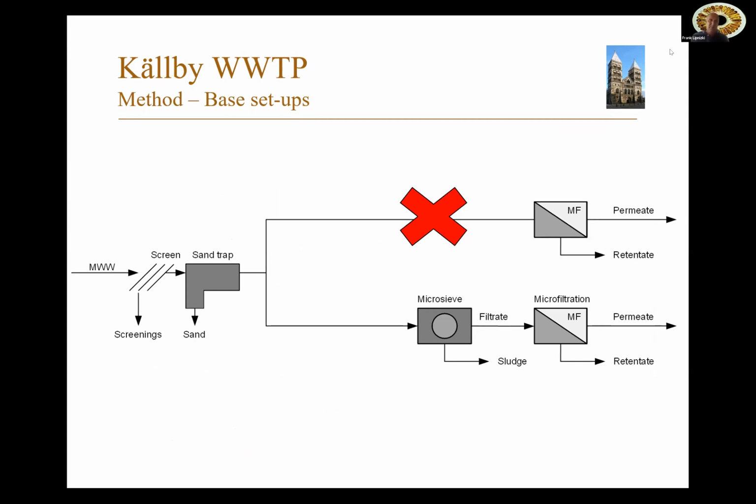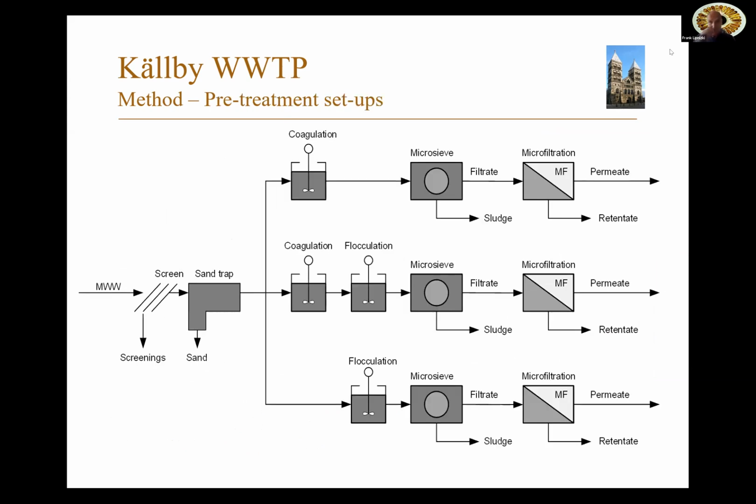We will also look a little bit at different types of setups. The screen and sand trap were always used as pre-treatment. We also decided early on, after some initial thinking and testing, that a microsieve has to be in front of the microfiltration unit. So we never really tested the direct use of microfiltration on large scale because we believed it was not possible. However, we spent a lot of time looking at other pre-treatment steps.